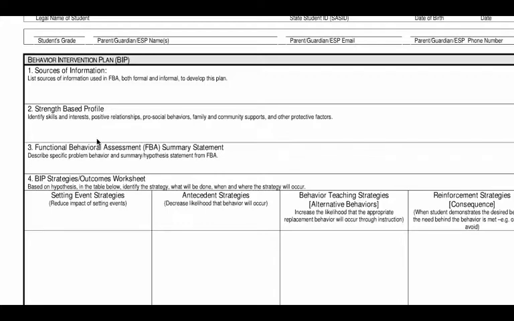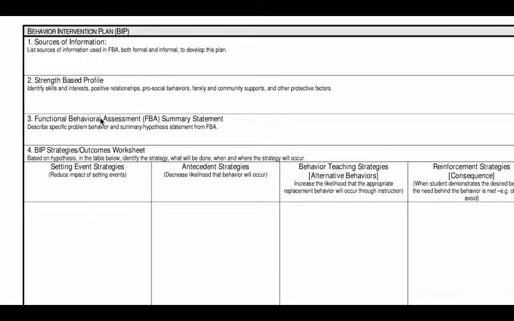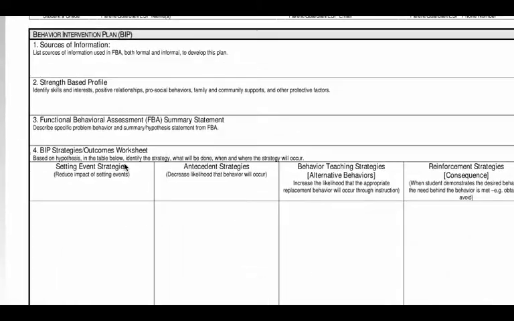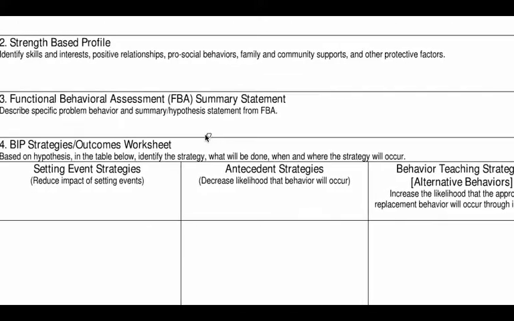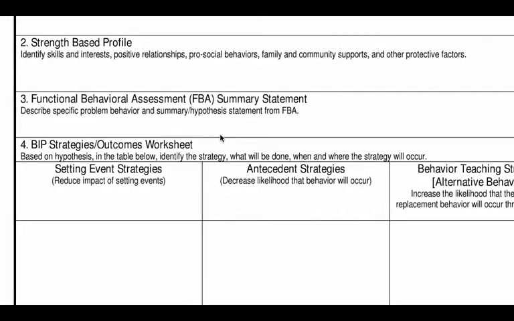Third, in the third category here, you're actually doing a summary of your FBA findings. So the functional behavior assessment summary statement should describe the specific problem behavior and the summary of your hypothesis in terms of why the behavior is occurring. Or if you happen to have done functional analysis with the individual, you can make more conclusive statements about function. But you're making hypothesis statements about function if it was just a descriptive assessment that you did.